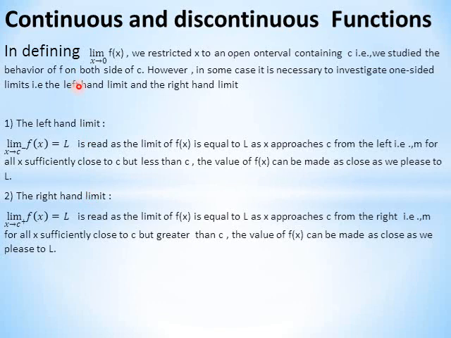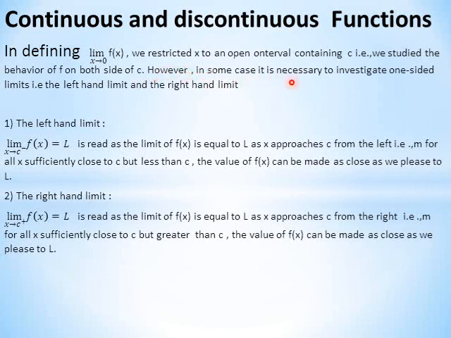Now, before I start new exercise 1.4, I want to disclose the new concept. This is continuity, and for continuity, first of all we have to consider whether the function is continuous or discontinuous. Okay, so in defining, and this definition is written in your book as well, limit x tends to c of f of x, we restricted x to an open interval containing c, meaning any number. That is, we studied the behavior of f on both sides of any particular number c.